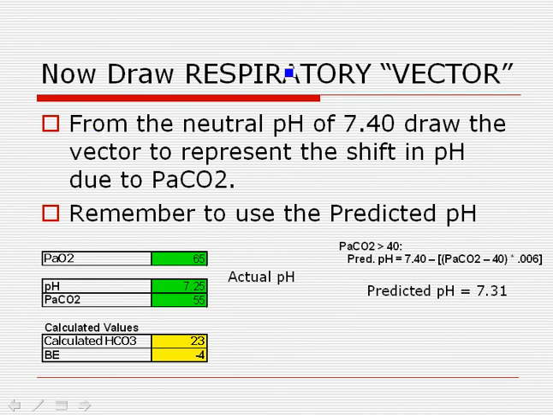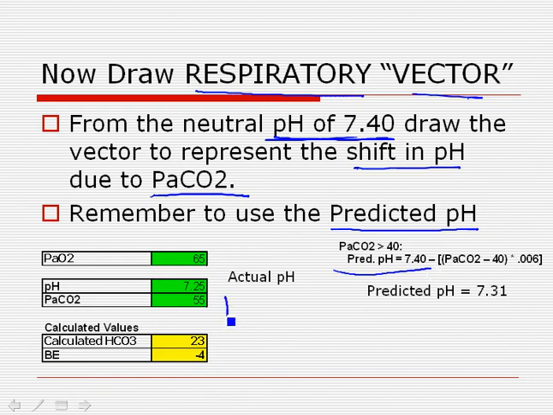So how do we use this? The next thing we do is we draw the respiratory vector. From our standard normal pH of 7.4, we're going to draw how much of a shift in pH is due to that CO2 acid in the body, just from the respiratory component. So remember, we're going to use the predicted pH, because for that change in CO2, in this case I've got a high CO2, I know that my predicted pH has got to be lower. All right, how much lower? That's what the equation tells us. I'm going to have a pH of 7.31.